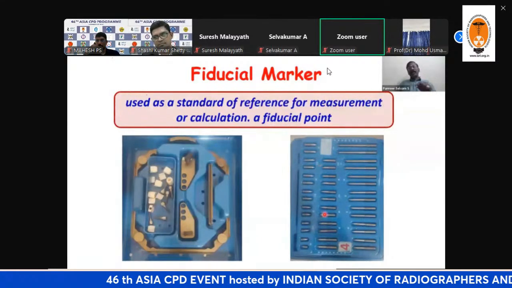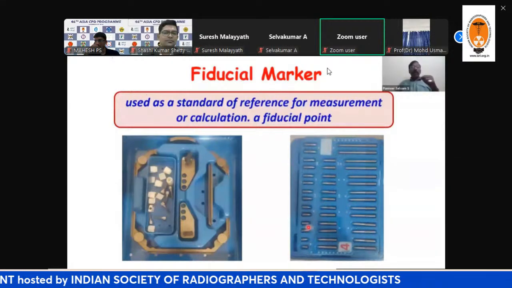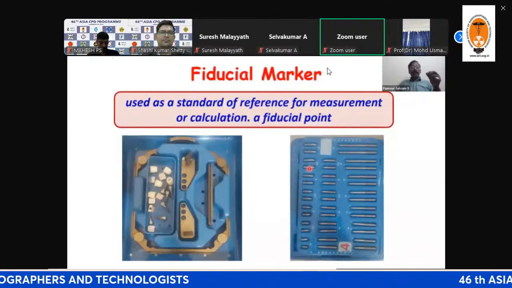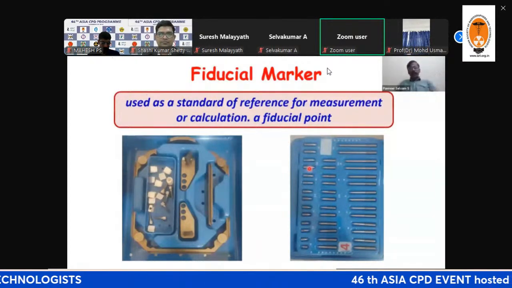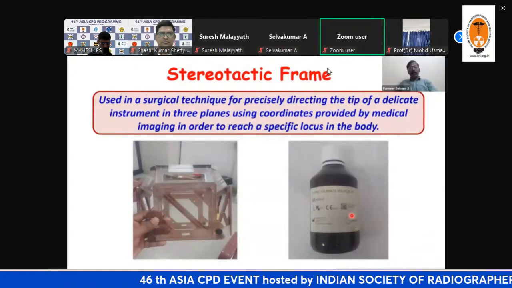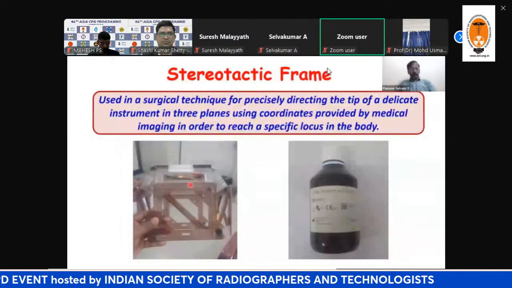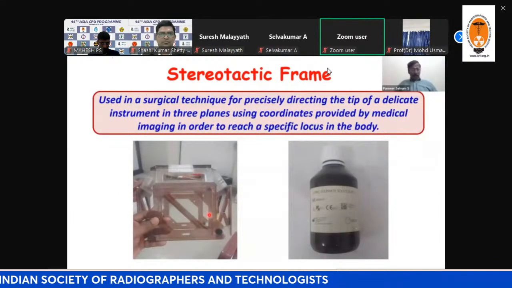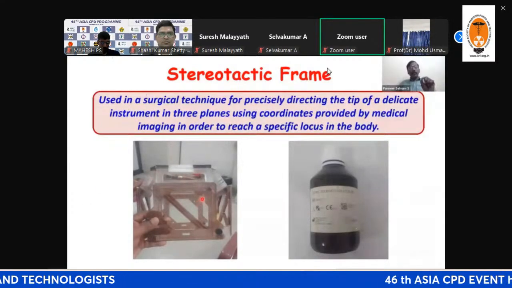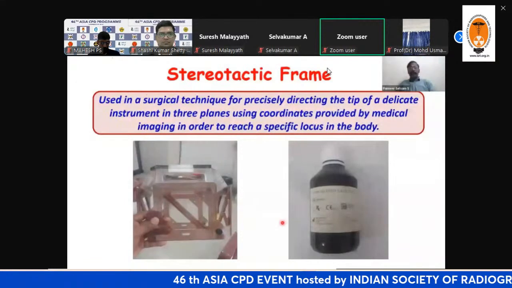Basically, this marker is available in different sizes according to the location we can use. It is made up of an acrylic material, and this fiducial marker, in this acrylic, like a capsule, is filled with a solution which I previously mentioned, copper sulfate solution. This copper sulfate solution, when you do the imaging and fix the fiducial marker, you will be able to identify it in the MR image. It will be highlighted and the fiducial marker seen. That is the advantage.